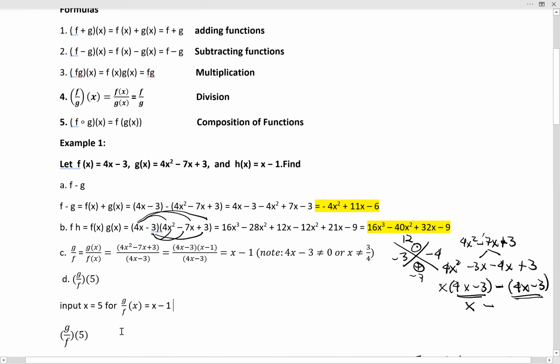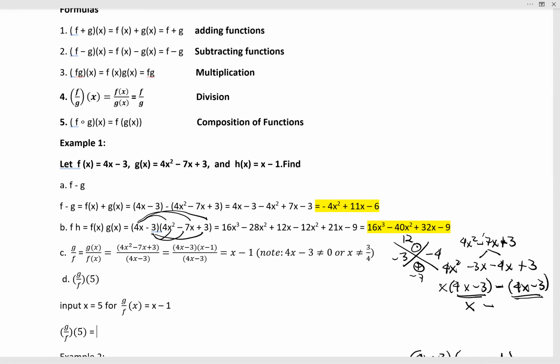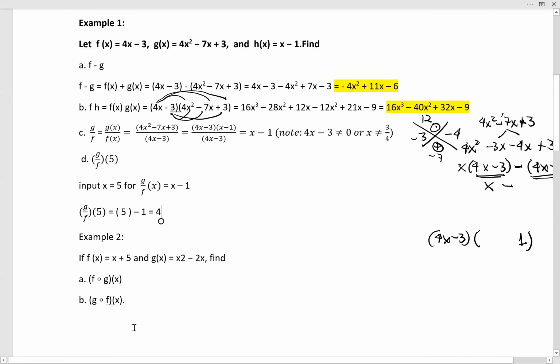G over f of phi will be equal to something minus 1. What is that thing? It is number 5 from input, and that's equal to 5 minus 4. 1 is 4. Okay, so that is the answer for part D.